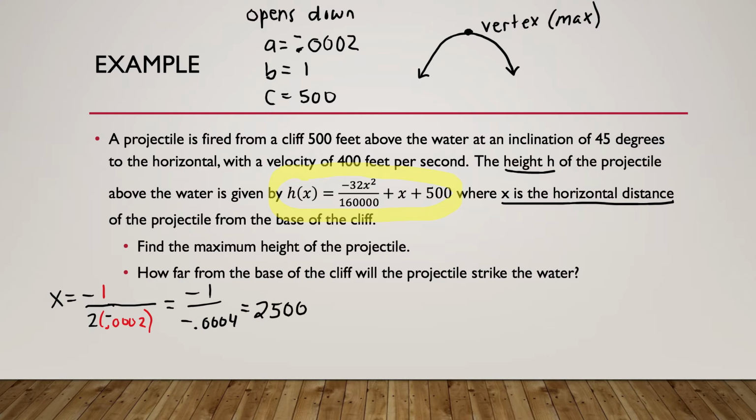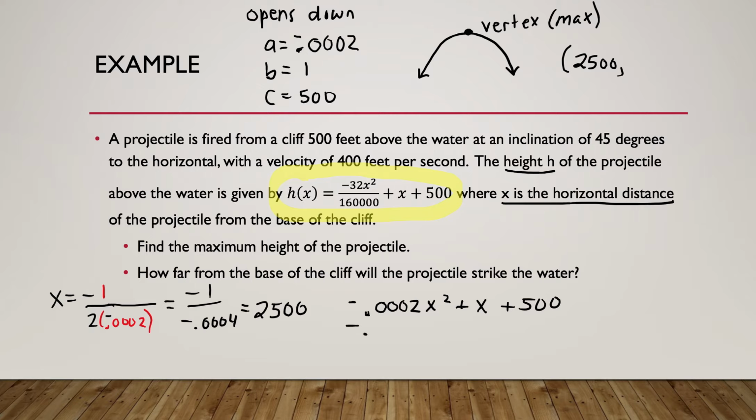Okay, and then let's go ahead and determine what the Y value is going to be for that vertex point. All right, so I am going to take my equation, and again, I'm going to use the decimal value for the fraction, negative 32 over 160,000. We're going to have that, and then the X squared plus X plus 500. And what I'm going to do now is plug in the 2,500 for the X values.